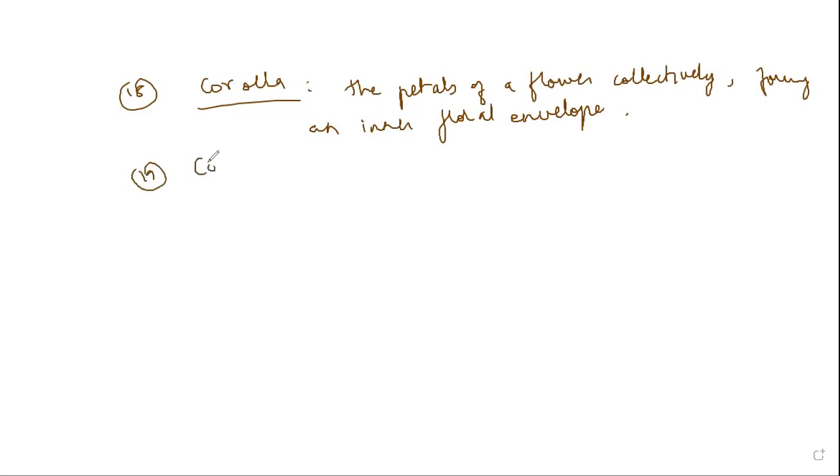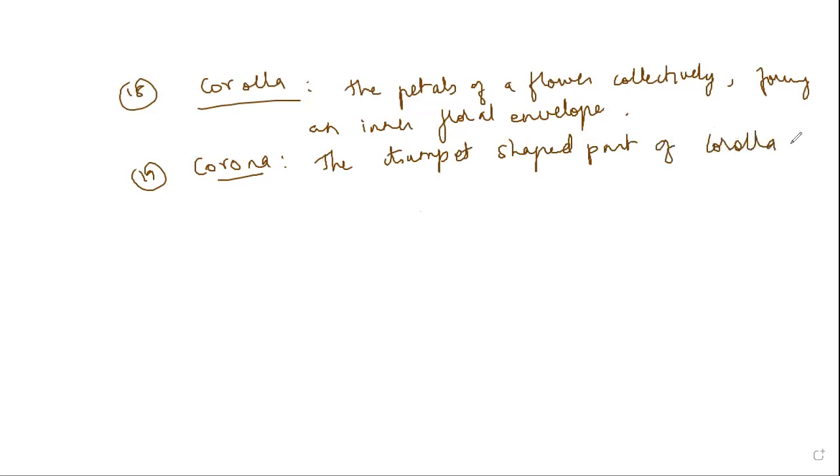Next definition. We have a small botanical term in plants, corona. This corona is nothing but the trumpet-shaped part of the corolla of daffodils and similar plants. It is the trumpet-shaped part of the corolla of daffodils and many similar plants. It is nothing but a crown. That's why we say corona.